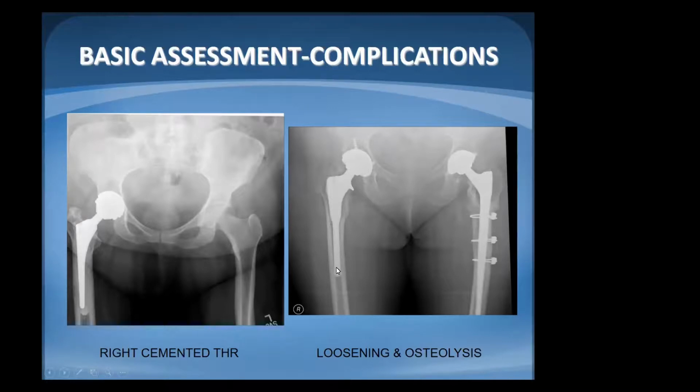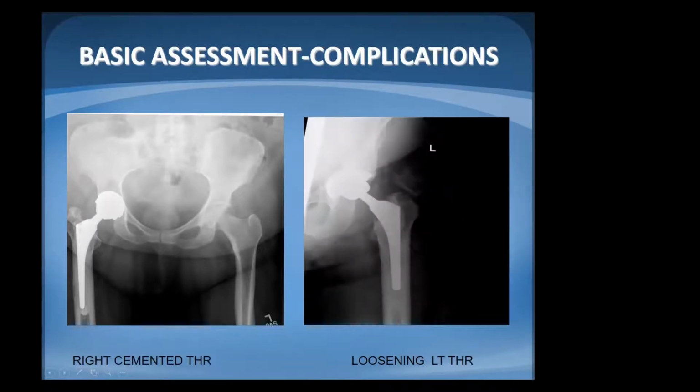Okay. Next slide. Loosening of the total hip replacement. This is actually quite massive with osteolysis, and also here and on this side. So this is loosening of the prosthesis. Apologies for this distortion on the slide.